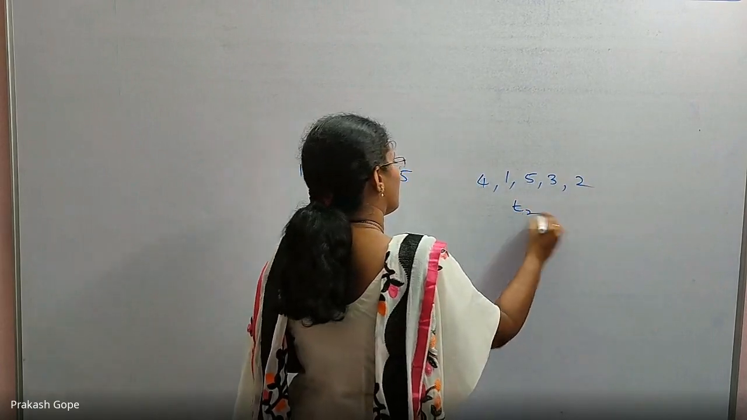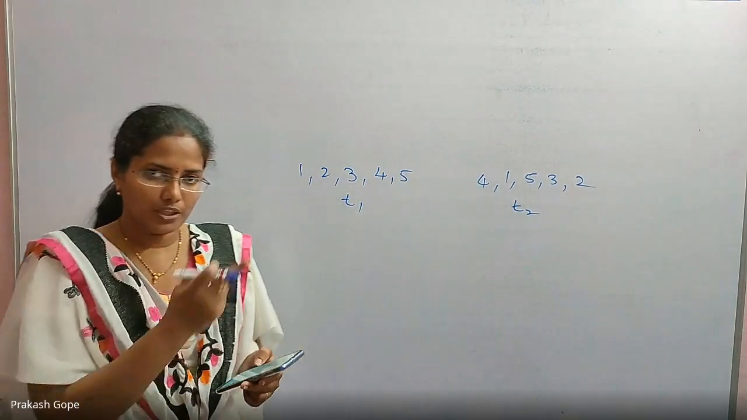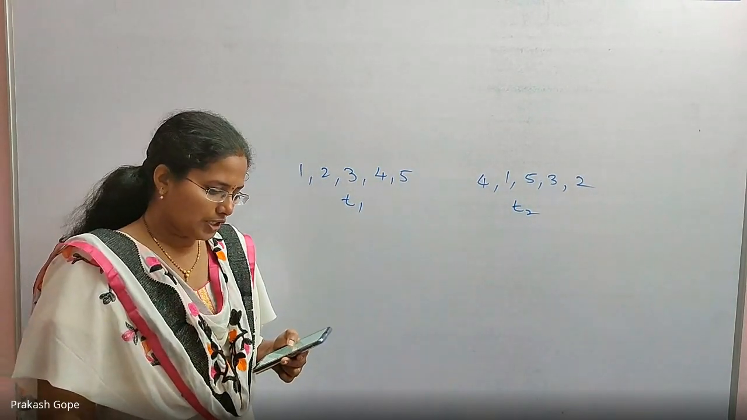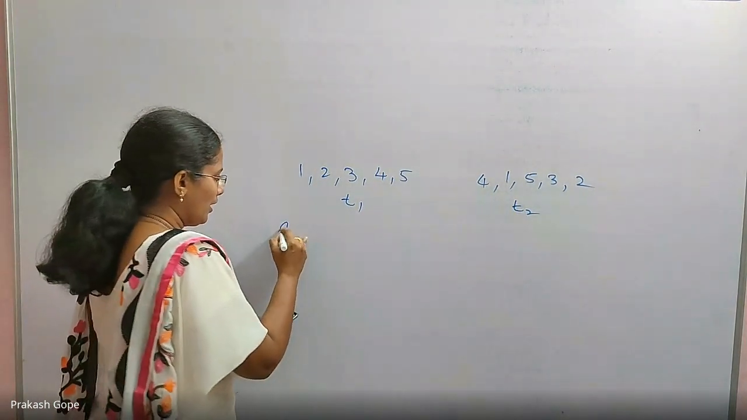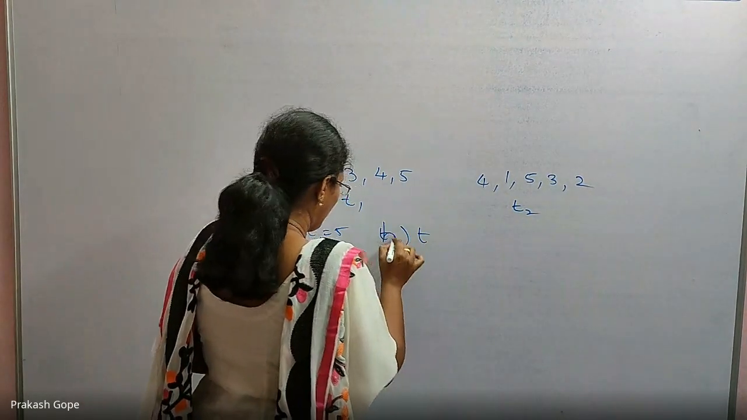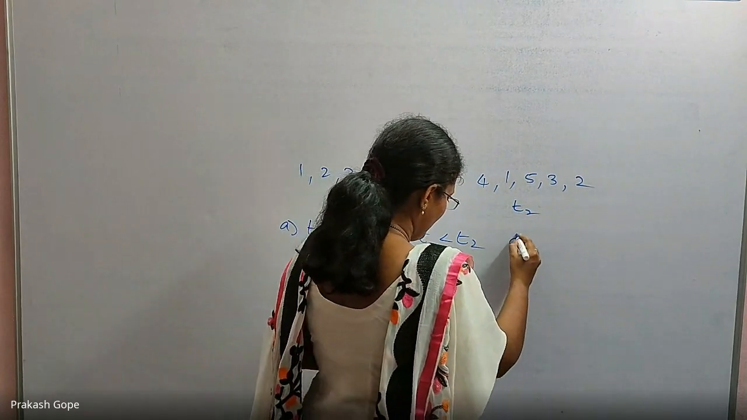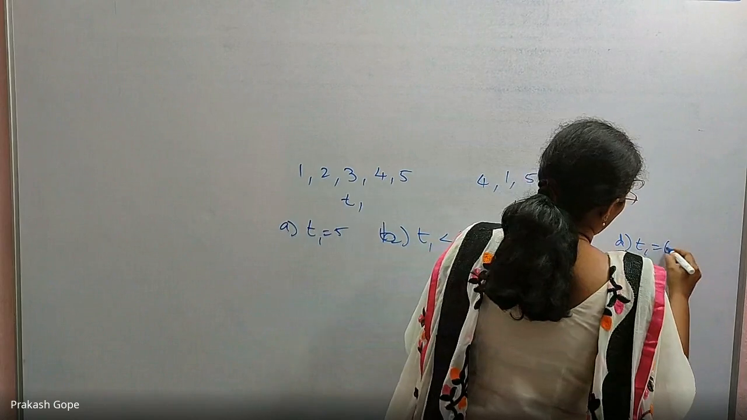Zigzag order. This is not ascending order, that is zigzag order. So the number of comparisons is T2 there. Which of the following relations holds? A, T1 equal to 5, T2 is T1. B, T1 less than T2. C, T1 greater than T2. D, T1 equal to T2.